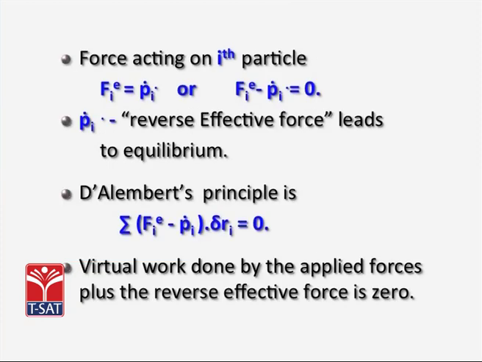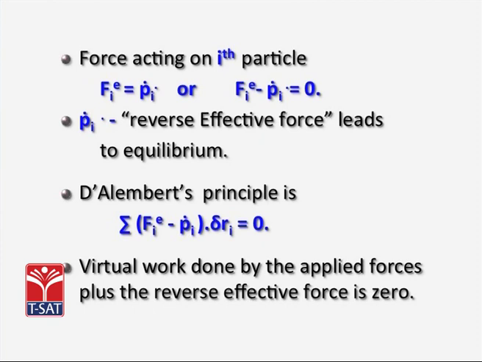Now, take the case of the ith particle. The force acting on the ith particle is external, hence we call it FEi, and that will be equal to the rate of change of momentum, that is P dot i, or FEi minus P dot i is equal to 0.